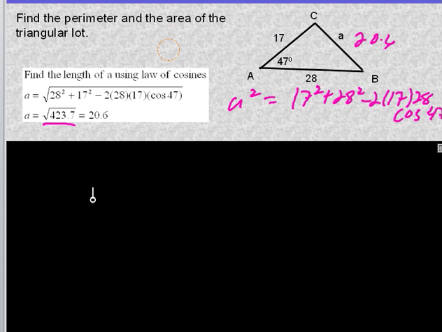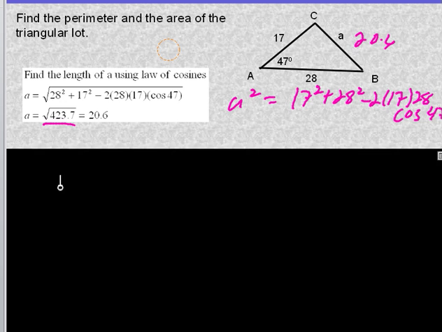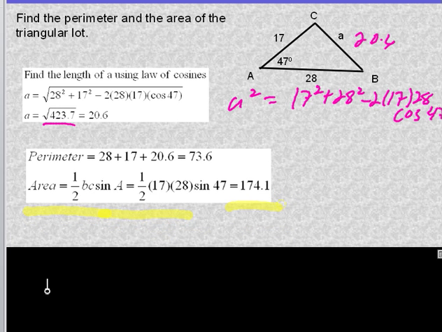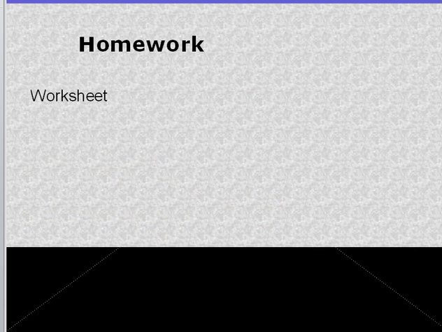And then with all three sides, you could use the semi-perimeter formula, or you could use the formula that I used. And you can see 1/2 BC sine of A, which is what I showed you originally. It's going to give you an area of 174.1. So those are the three examples. Those should allow you to get through the worksheet, which you have for homework. Bring your questions to class.